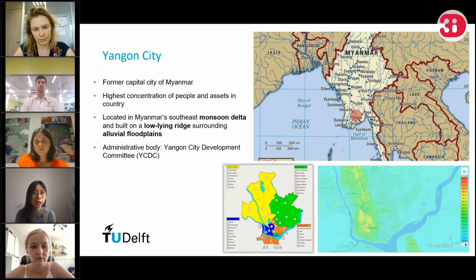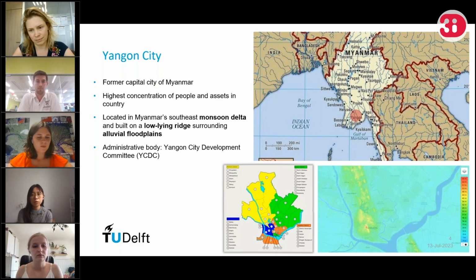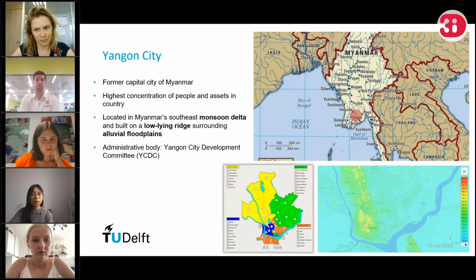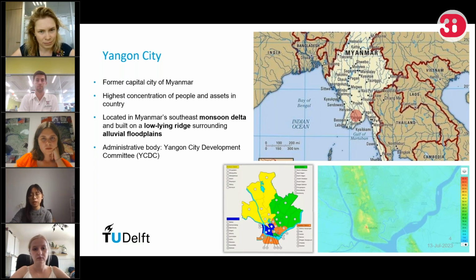First, Yangon City is the former capital city of Myanmar. It has the highest concentration of people and assets in the country. It is the economic center of the country. It is located in the country's southeast monsoon delta, which is built on the low-lying ridge surrounding the alluvial floodplain. At the administrative level, it has 33 townships, and its municipal facilities are managed by the YCDC, Yangon City Development Committee.